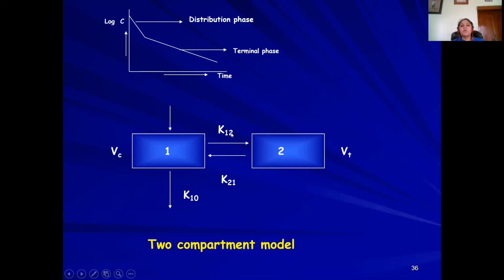See, what is this K12? K12 is the rate of distribution from the central compartment to the tissue compartment. And then since distribution is reversible, from here, once again, the drug comes back to the central compartment. So that is the reverse tissue distribution rate constant, K21. It comes back to compartment 1, where you have got liver, kidneys, etc. And elimination happens from the central compartment.